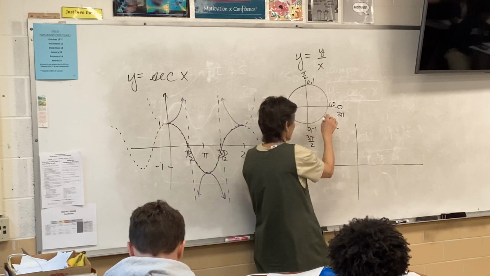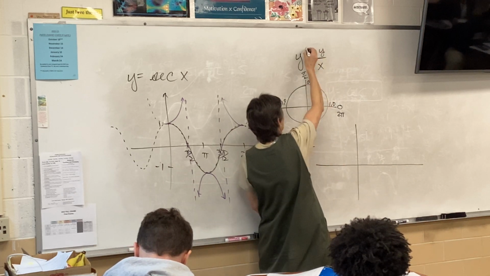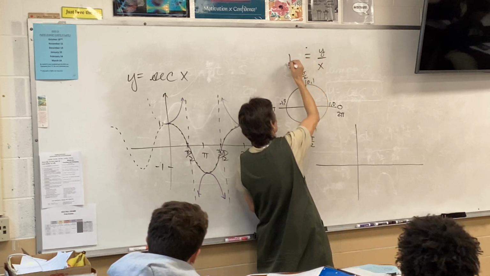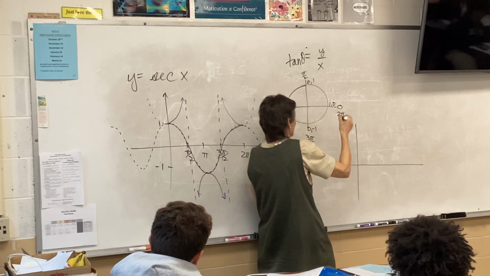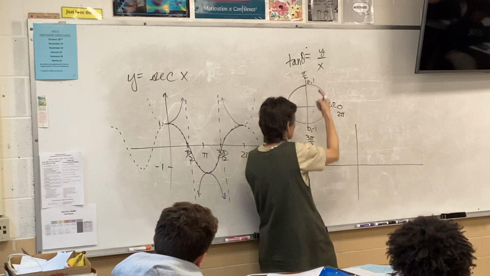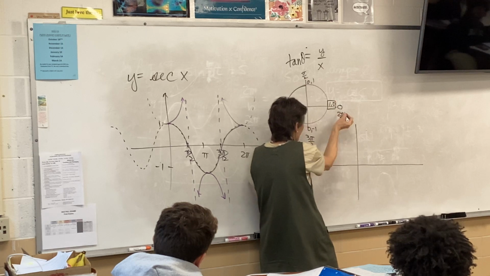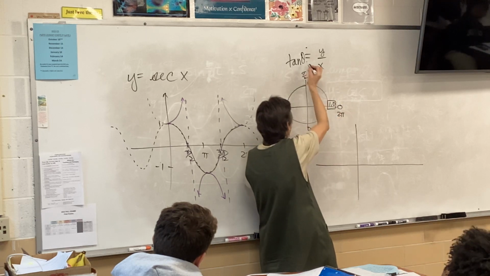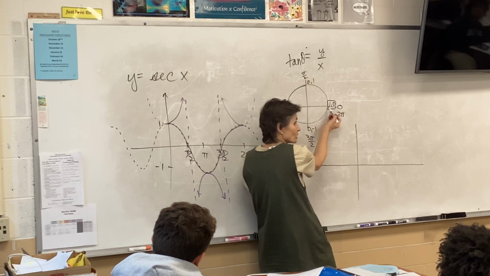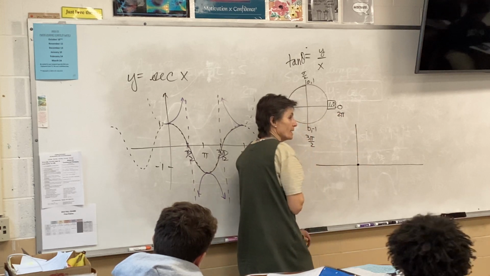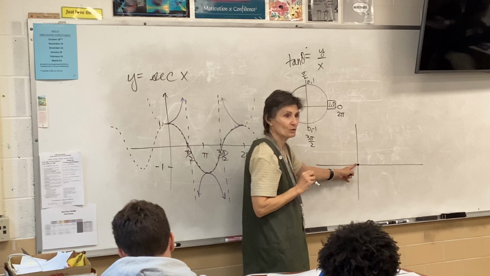Tell me what happens to the tangent. Tell me what happens to the tangent at 0. So here's your point, I'm at 0. What is the value of the tangent? 0. So right there it is, 0. At 0, my value is 0.